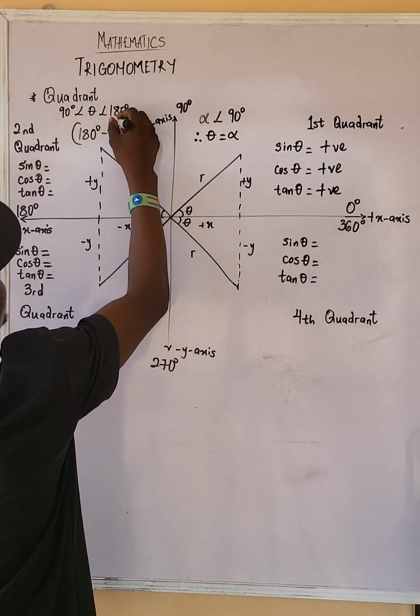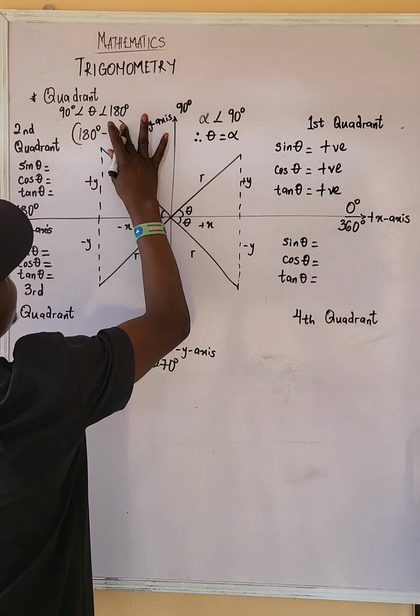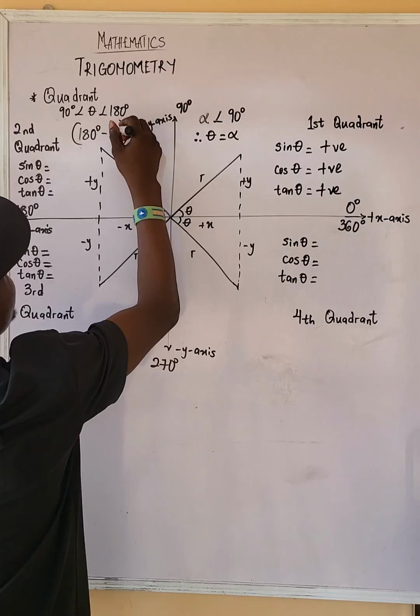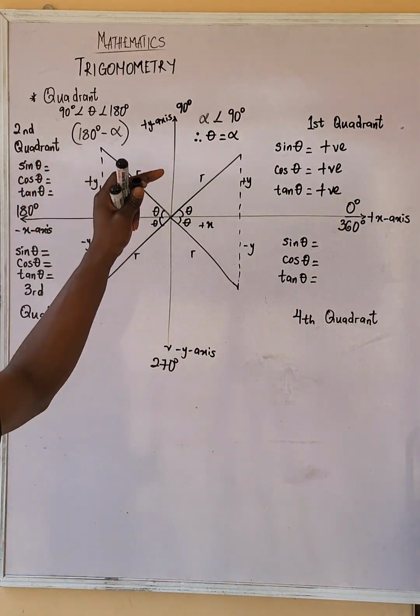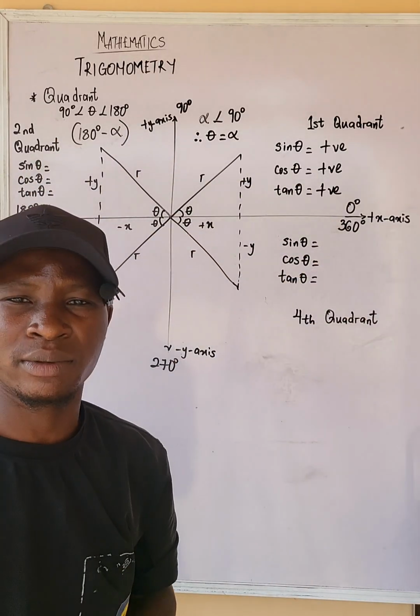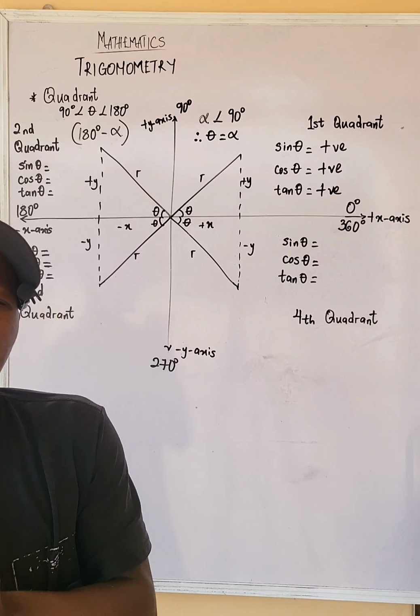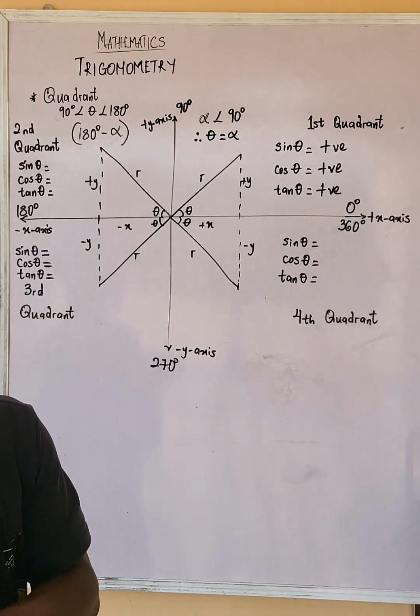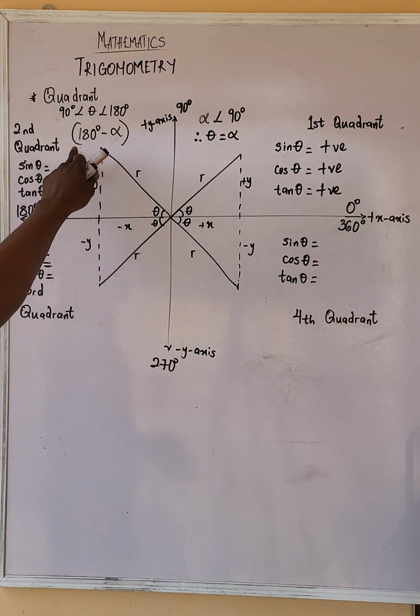Let's just call it angle alpha. Maybe let's say we are given one specific angle. So to get the angle here, to get angle theta, it is going to be 180 degrees minus that angle you were given. So if anything falls between 90 and 180, how do you now get the exact angle there? It is 180 minus that angle.